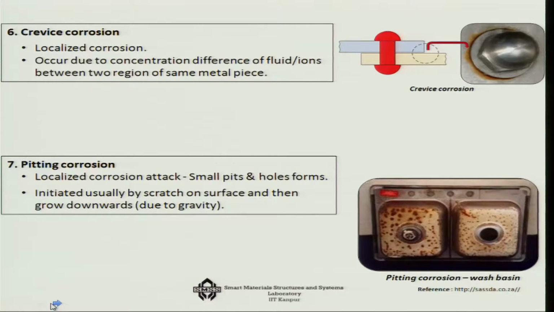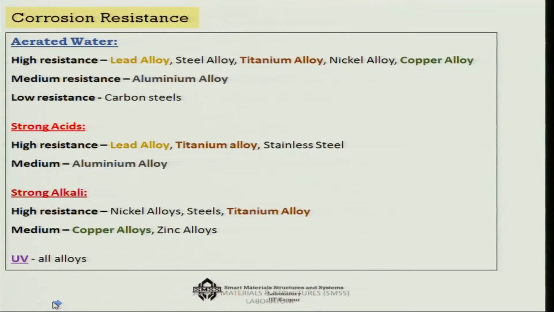Then there is crevice corrosion. It is a localized corrosion that occurs due to a concentration difference of fluid ions between two regions of the same metal piece. So, the concentration difference of the fluid creates the corrosion. And then pitting corrosion, with small pits and hole formation, generally initiates from a scratch on the surface and then grows downwards due to gravity. So, these are various forms of corrosion that are possible in a system.